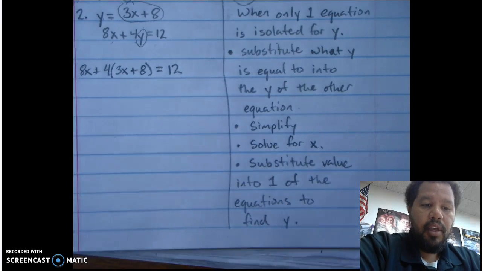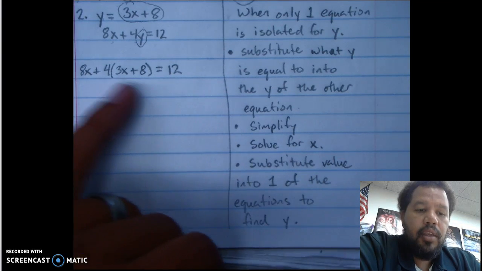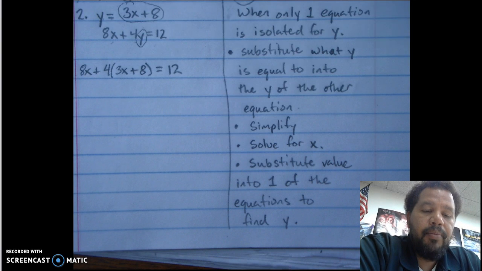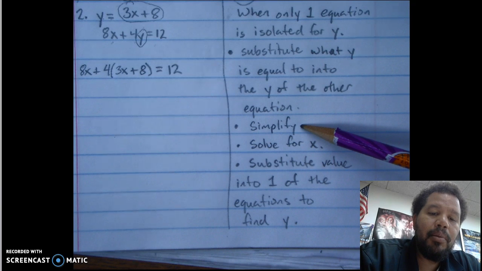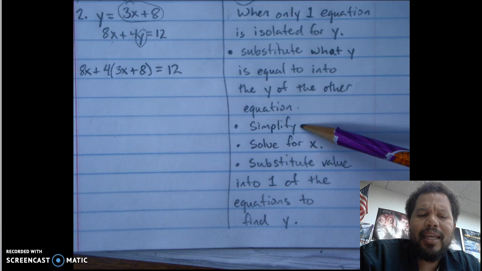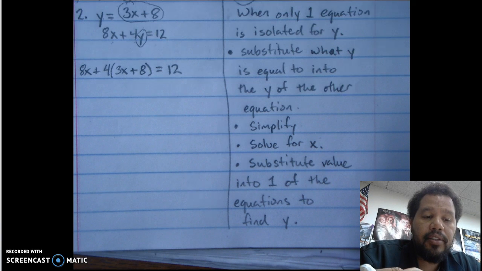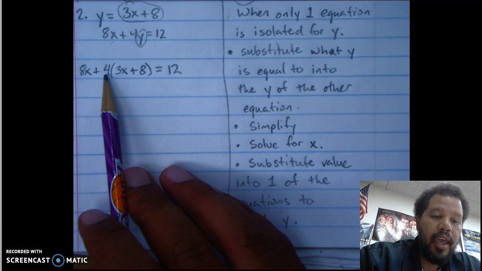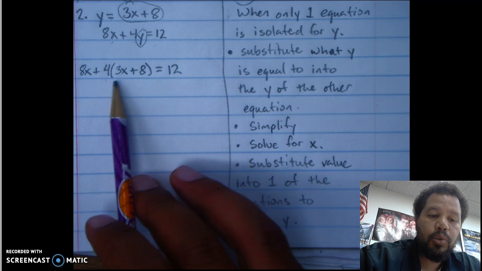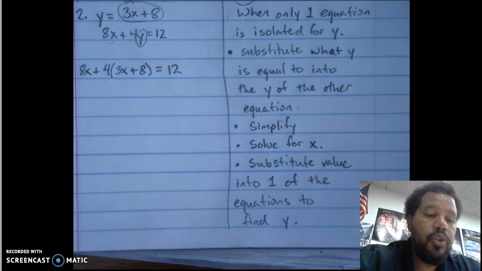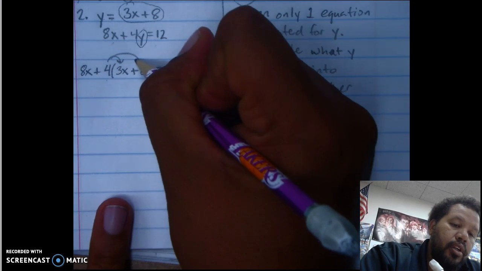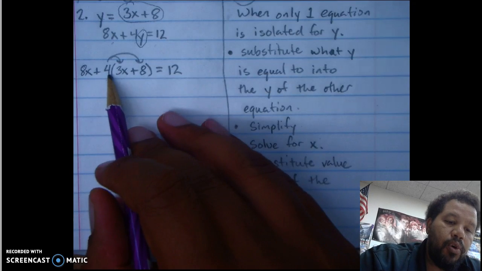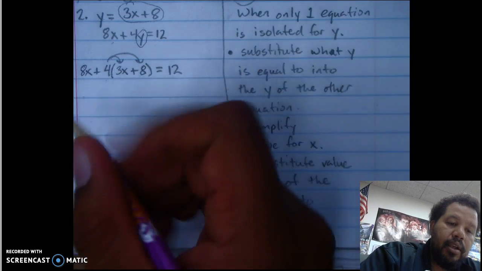So now we have a multi-step equation with the x variable. So once we substitute, we're going to go ahead and simplify this equation all the way down until we get to a two-step equation, then solve for x. So first of all, since I have parentheses in the 4 and we have multiplication of this, we're going to use the distributive property by multiplying the 4 times the 3x and multiplying 4 times that 8 right there to get rid of the parentheses.